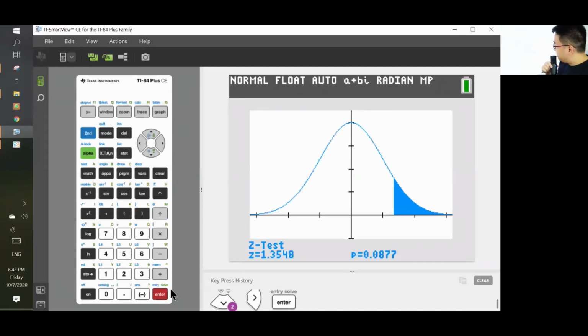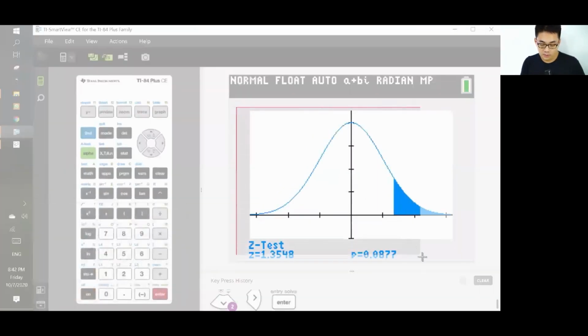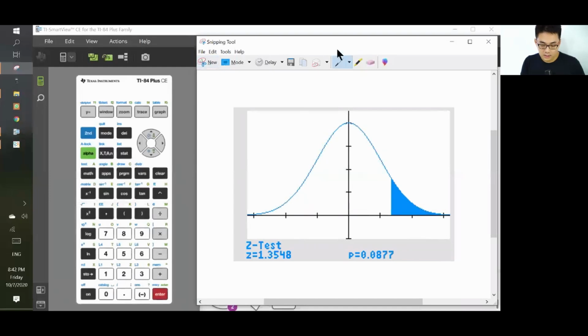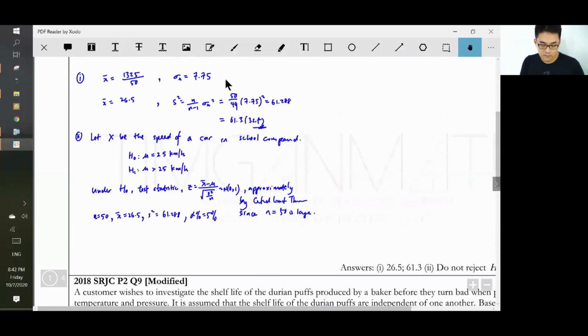So this is your p-value, z-test. Take it down. You can use another sigma value if you want to. Just key in, put it in here.